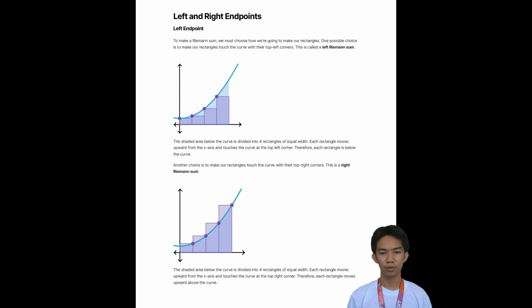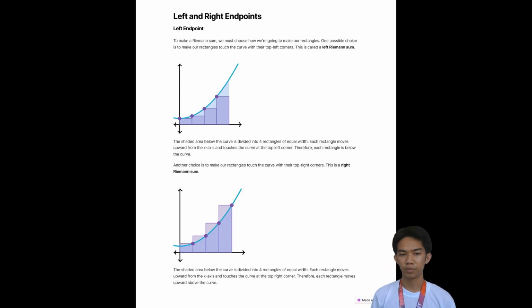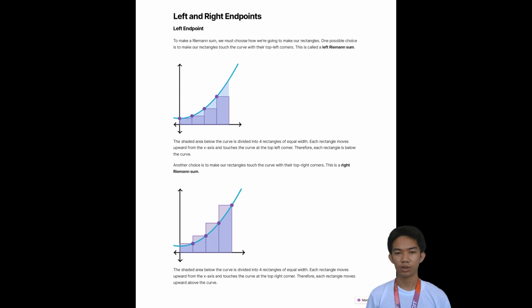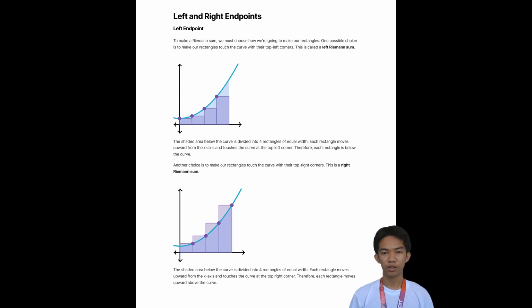Another choice is to make our rectangles touch the curve with their top right corner. This is a right Riemann sum. The shaded area below the curve is divided into four rectangles of equal width. Each rectangle moves upward from the x-axis and touches the curve at the top right corner. Therefore, each rectangle moves upwards above the curve.